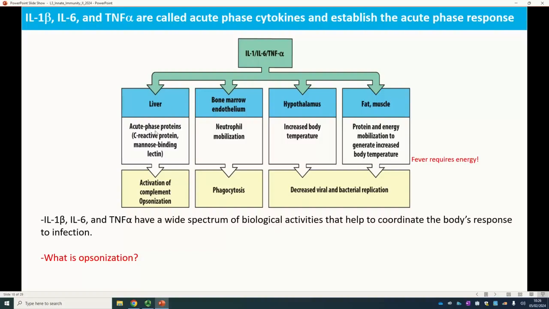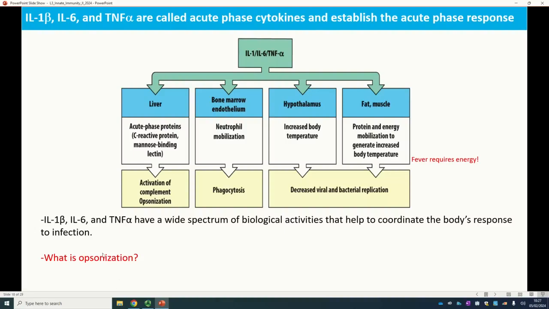They're also having an effect on the liver, and this is where we're getting production of those acute phase proteins that we talked about. So C-reactive protein and mannose binding protein are a couple of examples of that. And the aim here is to get activation of our complement system as well as opsonization. So these acute phase cytokines have sort of a whole broad range of biological activities in order to coordinate the body's response to infection and inflammation.